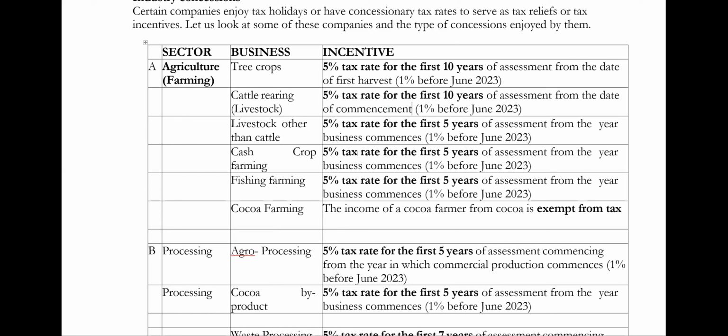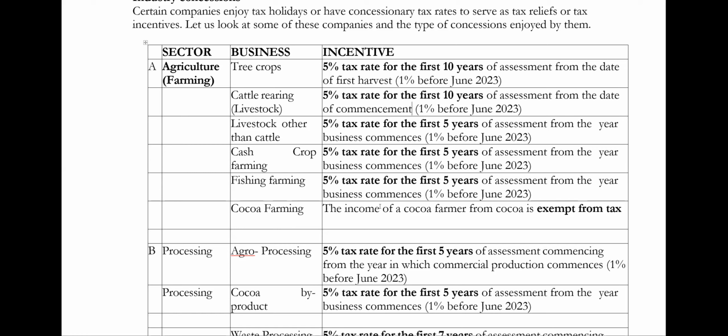If you're into cash crop, that is anything other than a tree crop. Mango is a tree crop. So rice, sorghum, cassava, all those other things are cash crops. For cash crops, it is the first 5 years from commencement. If you're into fish farming, 5 years, 5%. If you're into cocoa farming, the income from cocoa alone is exempt from tax. Please remember this.